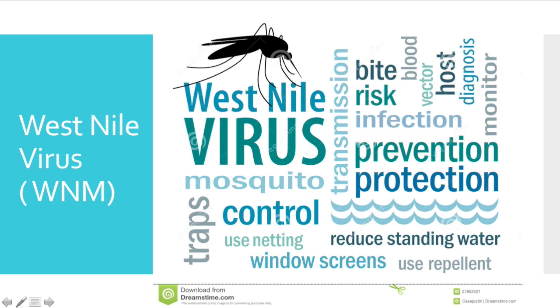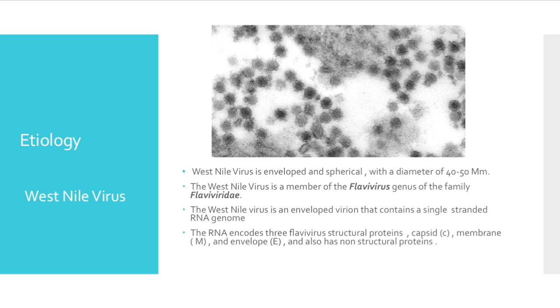Hello. As you can see here, this will be a presentation about the West Nile virus, also abbreviated WNV. In the picture, there's a depiction of a mosquito. A lot of the virus and its spreading has to do with mosquitoes, so that's something to be mindful of. We'll be looking at the etiology of the West Nile virus, and there's a microscopic picture of what it looks like.